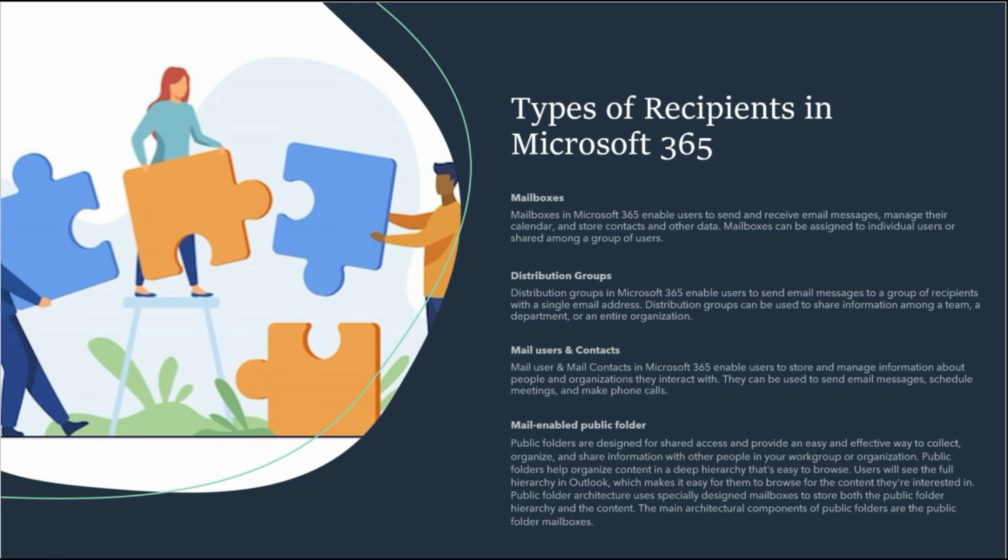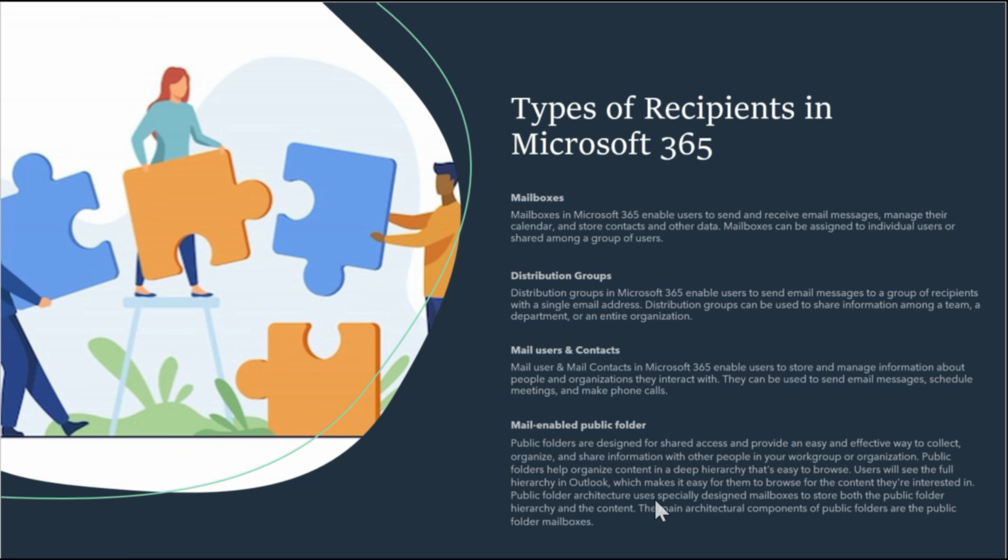The second recipient type is distribution groups. So distribution groups enable the users to send email messages to a group of recipients with a single email address and can be used to share information among a team, a department, or an entire organization. Then we have mail users and mail contacts. So these recipients in Microsoft 365 enable users to store and manage information about people and organizations they interact with. They can also be used to send email messages, schedule meetings, and make phone calls.